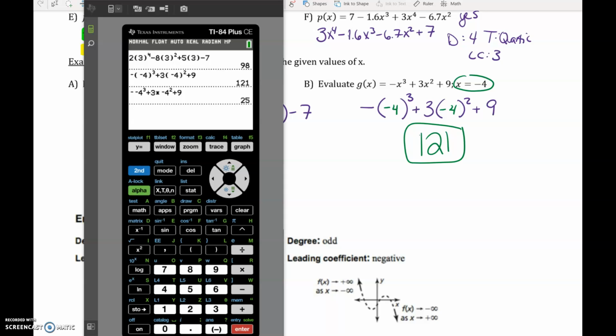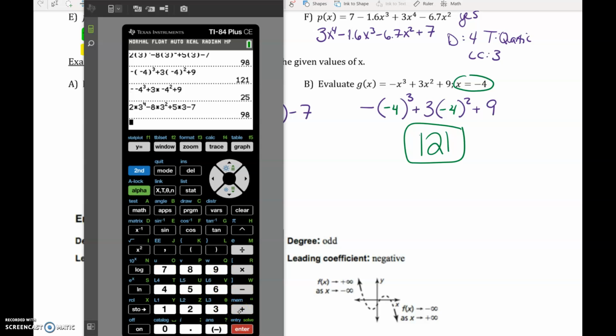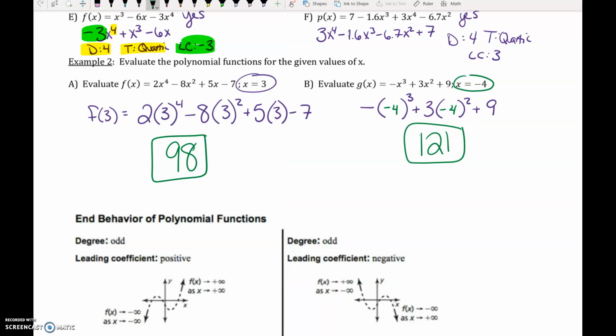So the parentheses are ridiculously important, especially when you're dealing with negative numbers. Now the first one, because it's a positive number, if I had entered this without parentheses, it still would have been fine because 3 is a positive number. But if you're plugging in a negative number, you really need those parentheses.